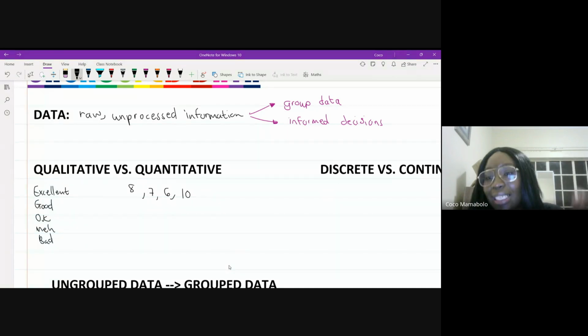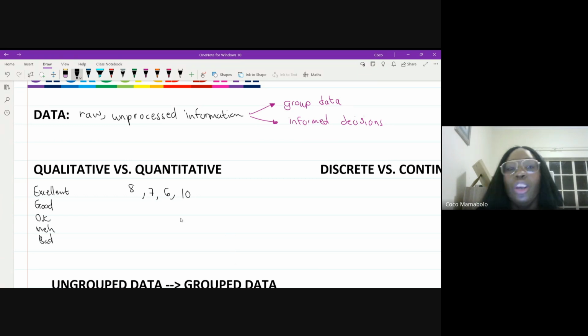Okay. Qualitative data is when we take words as information, and quantitative data is when we collect numbers as information. Okay, making sense? Qualitative data, how do you rate our service? Excellent, good, okay, bad. That is qualitative. How many hours do you spend at school? 6 hours, 7 hours, 8 hours. That is quantitative. Okay, we happy?